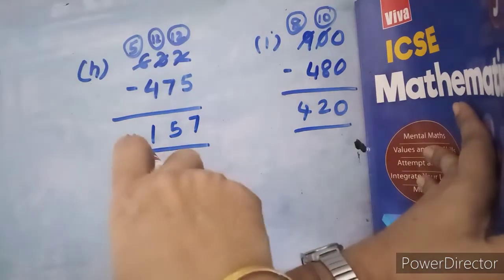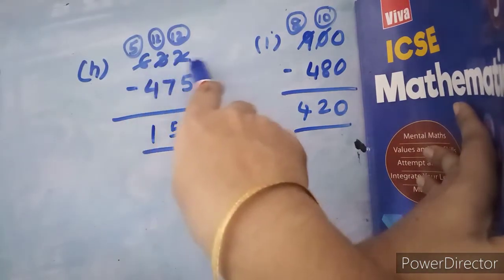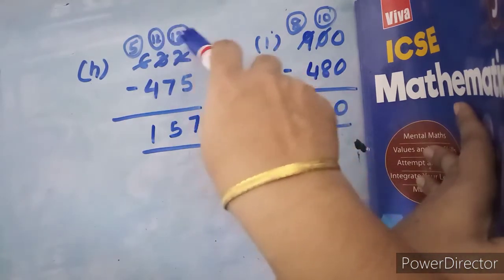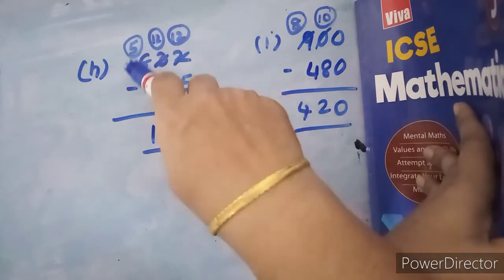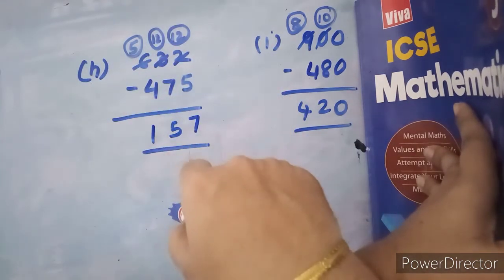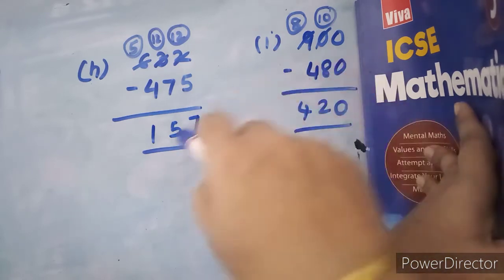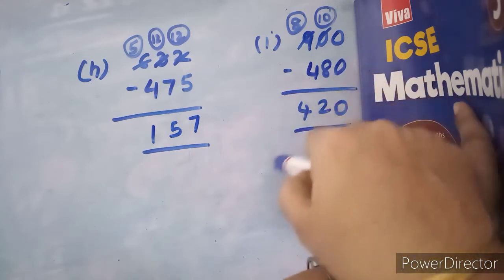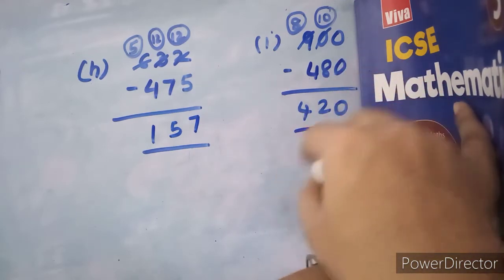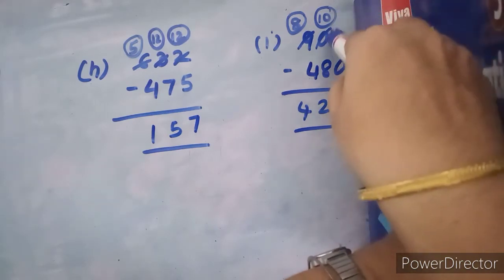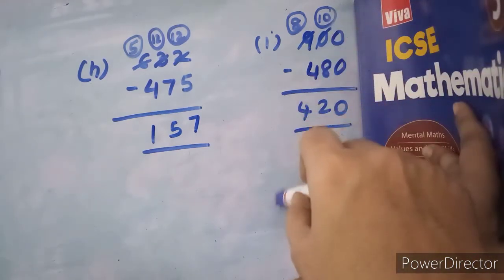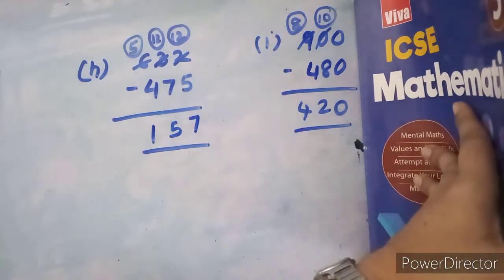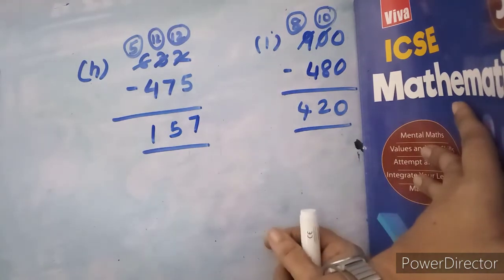Now for your H problem, you have 632 minus 475. Here you need to take 12 as the borrowing number. Here also you have to take 12 and here 5. So you are getting the difference as 157. And as you go for the last sum, that is 900 minus 480, so you have 0 minus 0 as 0. Then you can take 10 as the borrowing number and this will give you 2, and 8 minus 4 is 4. Okay, so you have the difference 420.